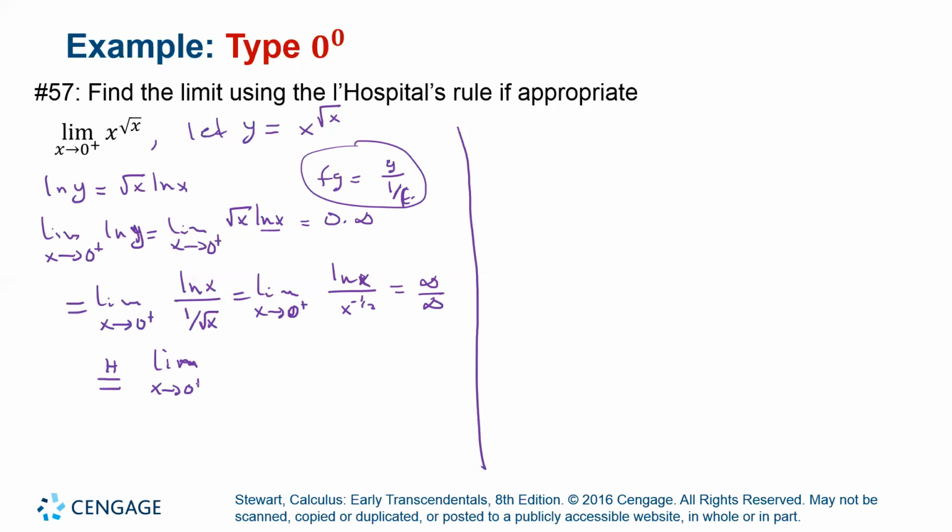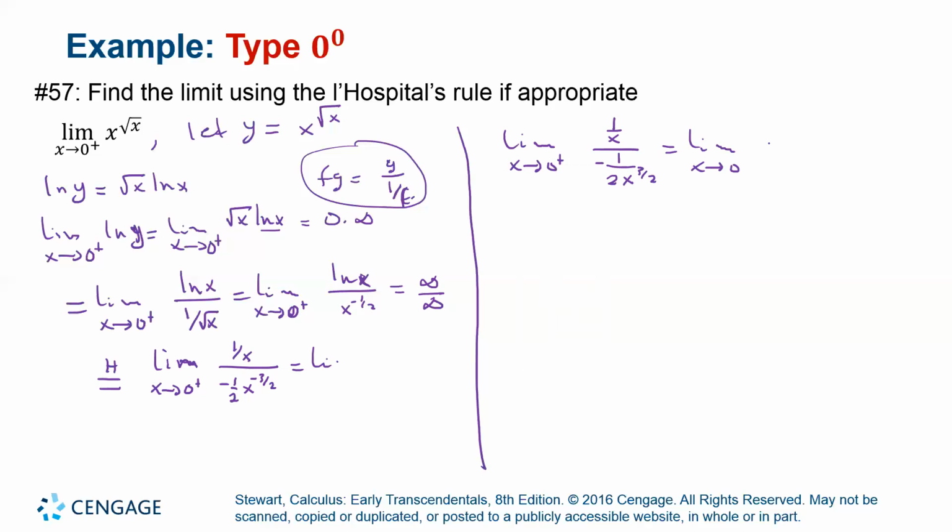As x goes towards 0 from the right. Differentiate the natural log, get 1 over x. Differentiate the denominator, you have what? Minus 1 half times x raised to 1 half minus 1, which is minus what? 3 halves. Okay, now let's simplify this. Let's write it up here. The limit as x goes to 0 from the right, we have 1 over x. What we have there is the same as minus 1 over 2 x raised to 3 halves.